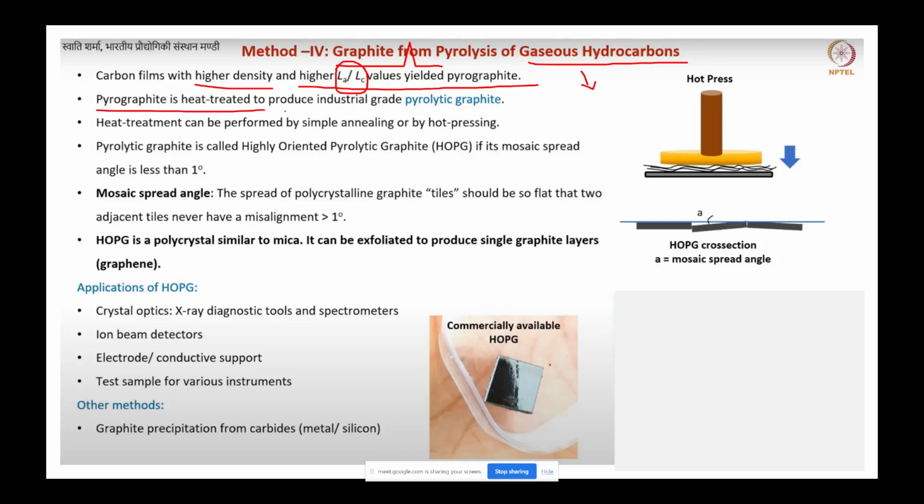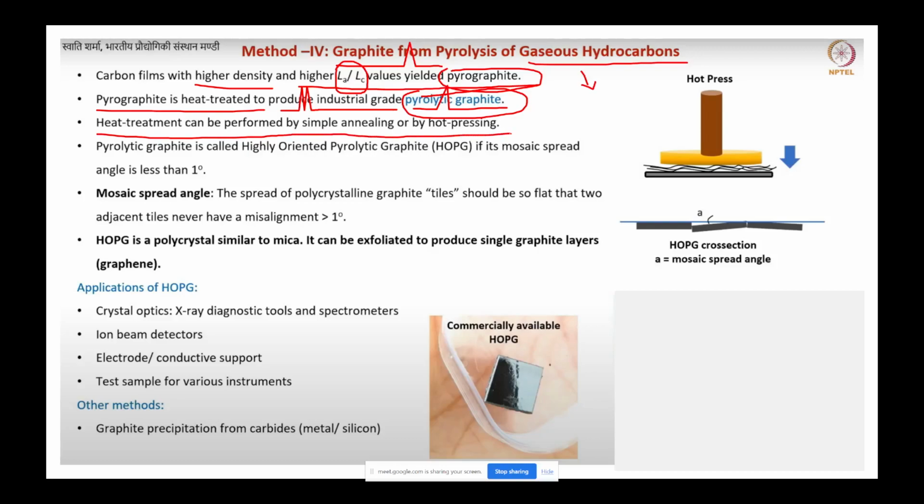Pyrographite is heat treated to produce industrial grade pyrolytic graphite. Got it? Here it says the pyrographite is heat treated. We have to do some heat treatment in order to produce the industrial graphite, which is nothing but the pyrolytic graphite. So there is a term pyrographite and pyrolytic graphite. Industrial grade is pyrolytic graphite and this is simple pyrographite. The heat treatment can be performed by simple annealing or by hot pressing.